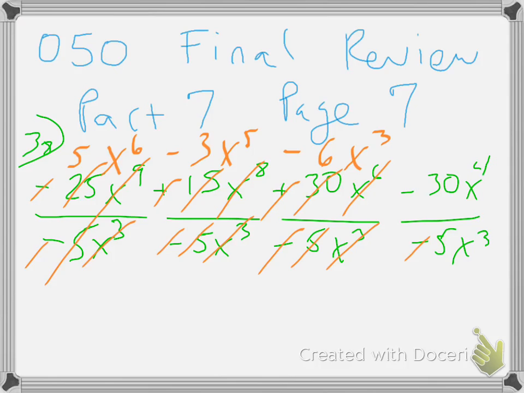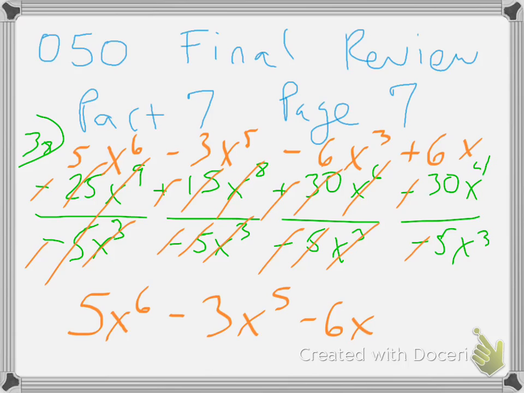And last but not least, that's a plus, negative, negative. 6 again, and then just 1x. So there's your answer. So you divided everything by this negative 5x. Basically it changed the sign on everybody. Whatever was minus became plus, and vice versa. And then it broke it down.